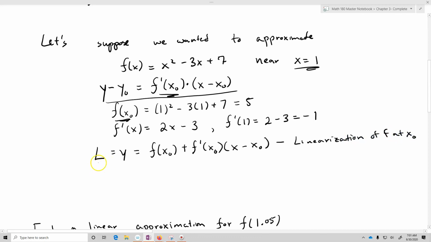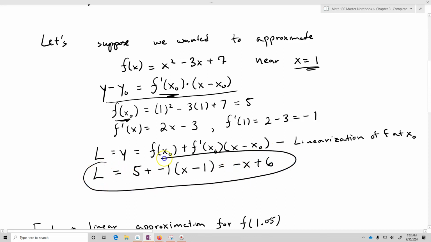So I'll take this and say, okay, L is going to equal 5 plus negative 1 times x minus 1. So this means that L will end up equaling negative x plus 6. And so that's what our linearization is. That's L. There it is. So when we talk about a linearization, what we're talking about is the tangent line. It's finding the tangent line. So that's a pretty simple concept.